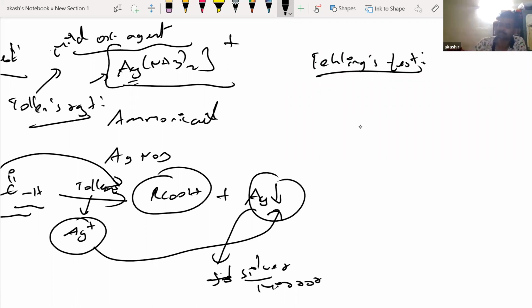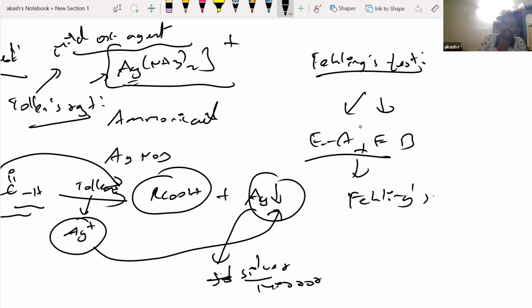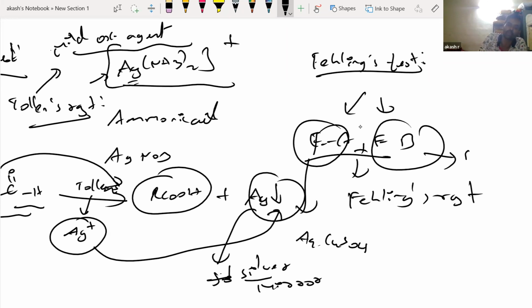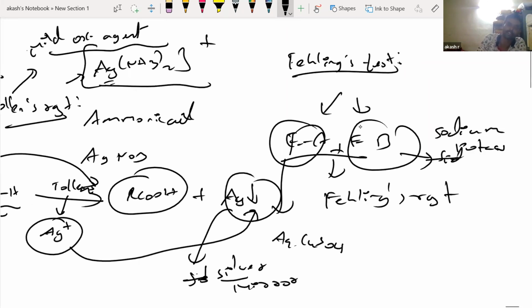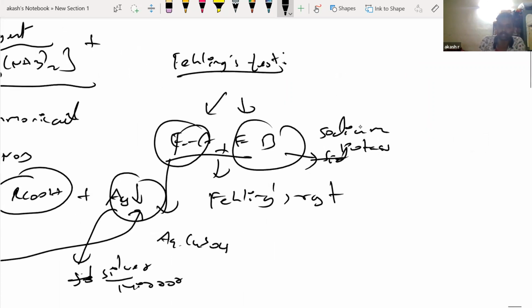Fehling's has two things, right? And aqueous copper sulfate. Right. So we have two Fehling's reagents, Fehling's A, right? And we have Fehling's B, and together if you mix, you are going to get the Fehling's reagent, right? Fehling's A is your aqueous copper sulfate. Fehling's B solution is your sodium potassium tartrate. Right, so you mix these two, you're going to get your Fehling's reagent.